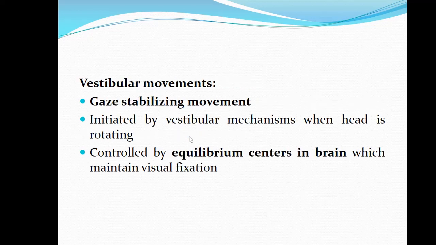The fourth type of movements are vestibular movements. The vestibular movements are gaze stabilizing movements and are initiated by vestibular mechanisms when the head is rotating. So in that situation, when rotational movement of the head is there, this is going to initiate the gaze stabilizing movement or the vestibular movements. And these movements are controlled by the equilibrium centers present in the brain, and these movements are responsible for maintaining the visual fixation during head rotation.